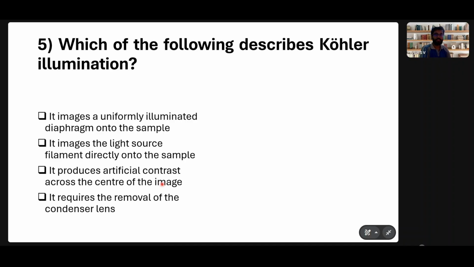The options given are: it images a uniformly illuminated diaphragm onto a sample; it images the light source filament directly onto the sample; it produces artificial contrast across the center of the image; it requires the removal of the condenser lens. And the correct answer here will be option A. It images a uniformly illuminated diaphragm onto the sample.